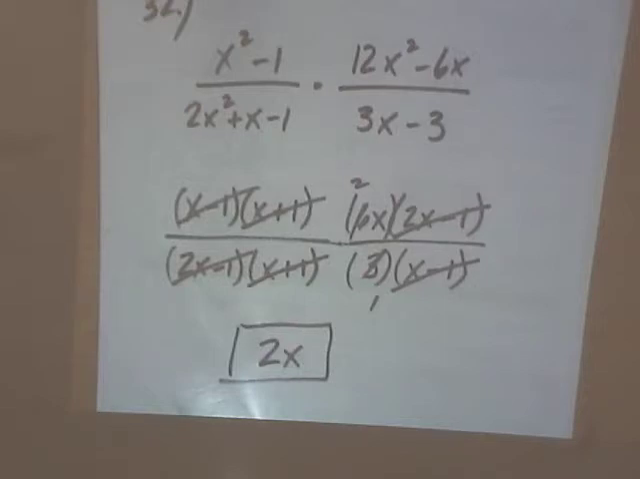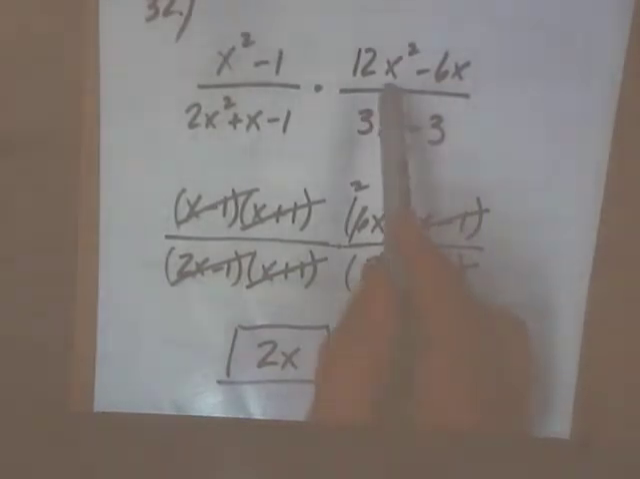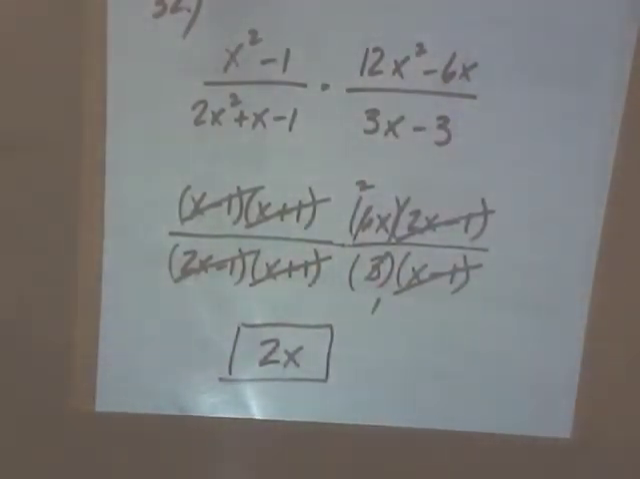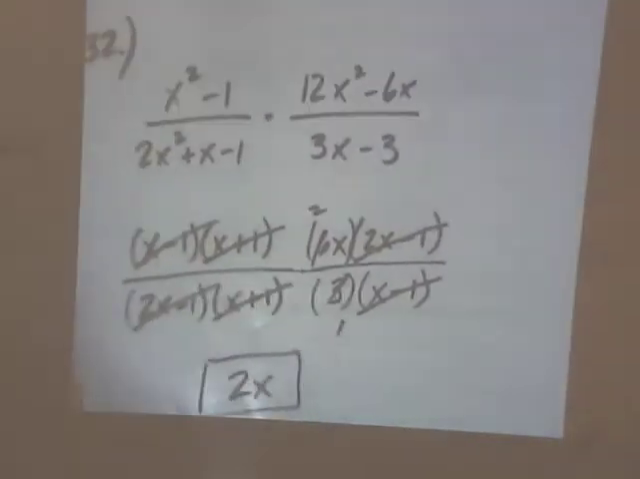Questions on 32 before we move on to 33? For the second fraction, for 12x squared minus 6x, you just take out the 6x, right? Yes. Okay, so I'm left with 2x minus 1. Common denominator. Any other questions? Okay, 33.